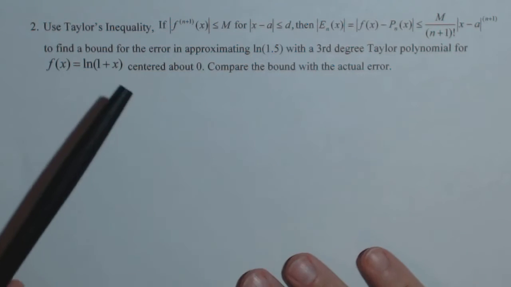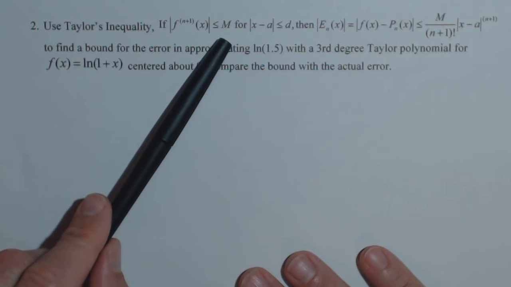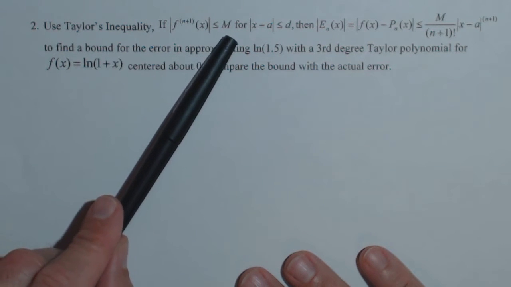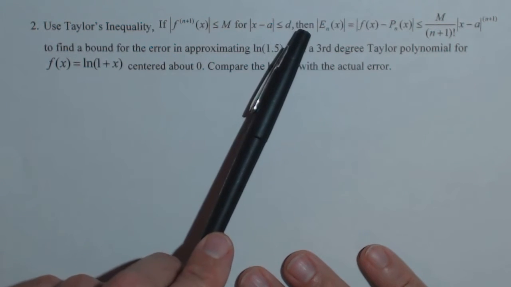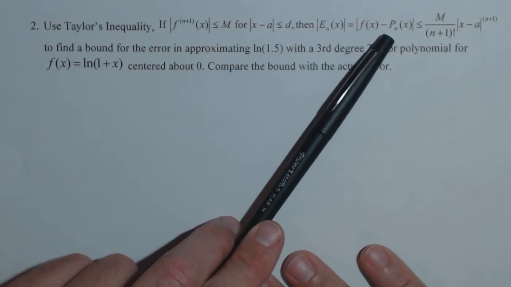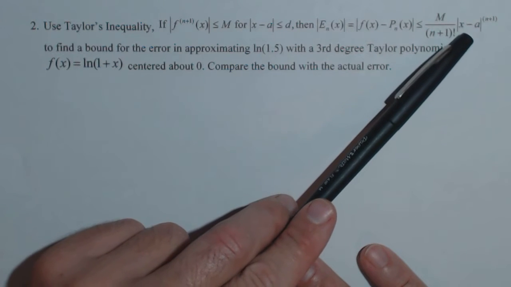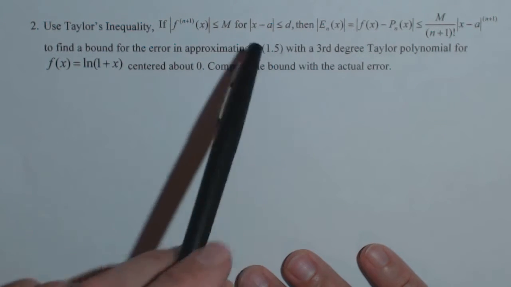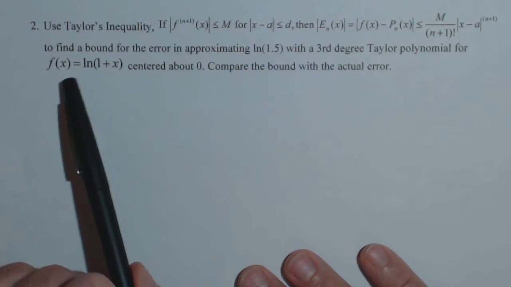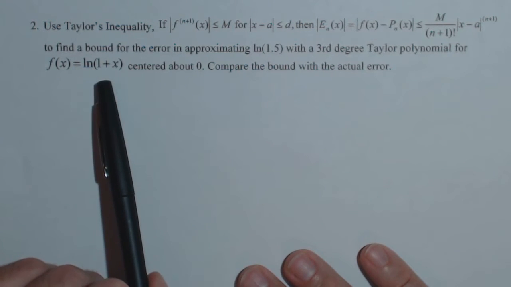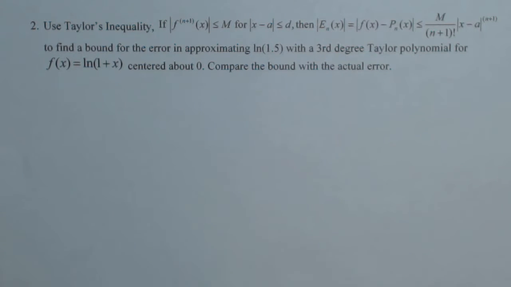So in this video, we're asked to use Taylor's inequality, which says if the absolute value of the n plus first derivative can be bounded by m for some |x − a| less than or equal to d, then the actual error will be bounded by m over (n plus 1) factorial times |x − a| to the n plus 1. So we're going to find a bound in approximating natural log of 1.5 with a third degree Taylor polynomial for the function f of x equals ln of 1 plus x centered about 0. And then we'll compare that with the actual error.